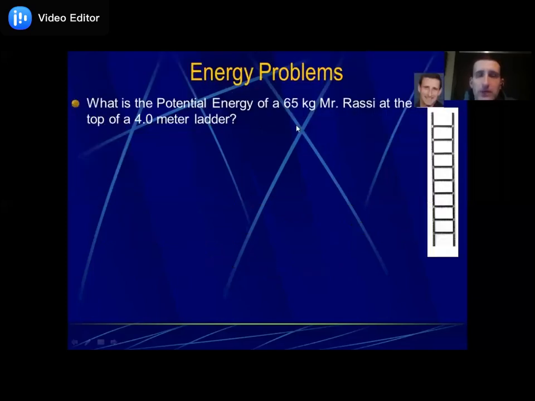Okay, what is the potential energy of a 65 kilogram Mr. Rassi at the top of a 4-meter ladder? So this is a little bit simpler problem to begin with. What is the potential energy? We're simply being asked for the potential energy.